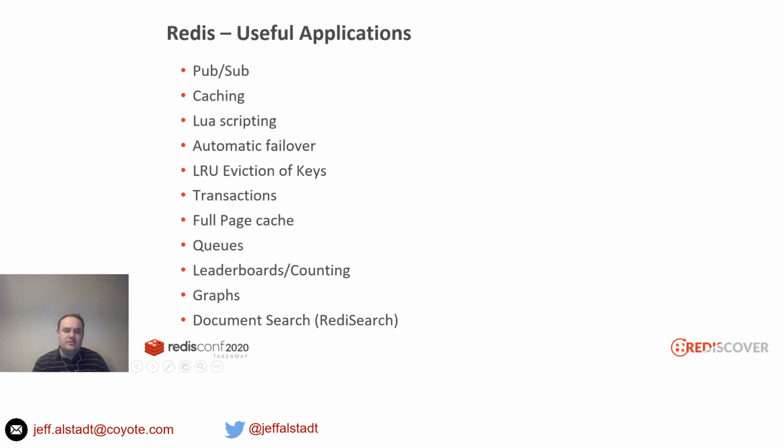So also, let's note some useful applications that Redis is good for. It's good for pub/sub. It's good for caching. It's good with Lua scripting. It's good for automatic failover. It's good for LRU eviction of keys. It's good for transactions. Full page caching. You can actually use ASP.NET session storage with Redis. There's support for queues. It's good for leaderboards and counting, for graphs, and document search. In this case, we'll actually be using RediSearch in our application today for doing blog entry searching.